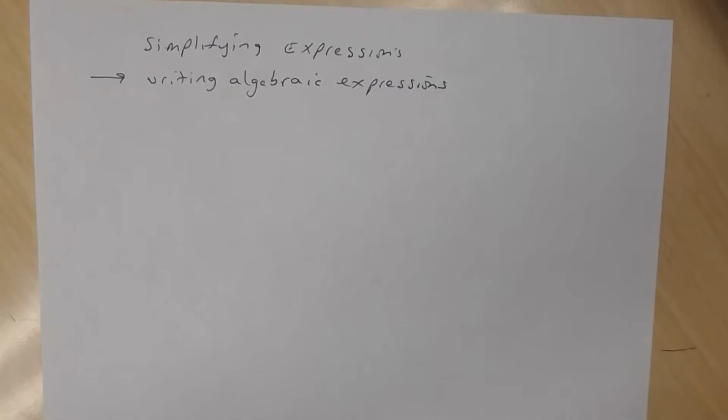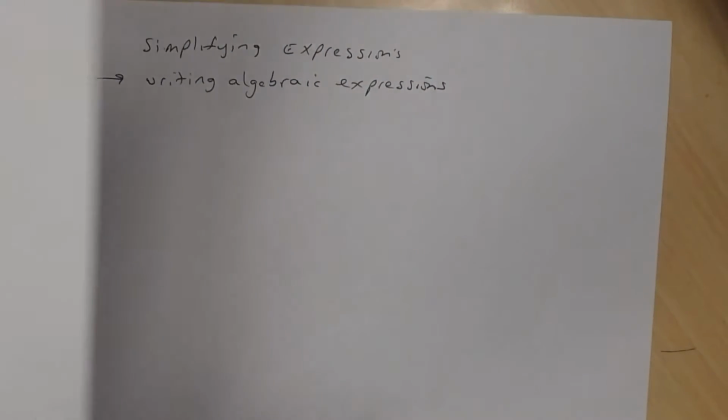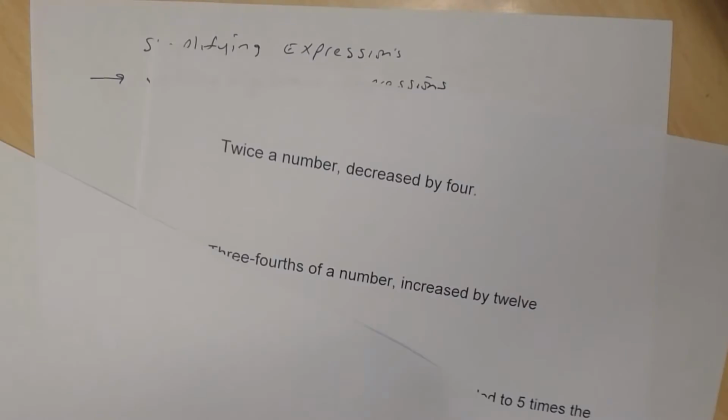Simplifying expressions. We talked about the grouping symbols, the distributive property, and combining like terms. All this is going to come into play. Okay, so let's look at this example. This is going to be number 1.